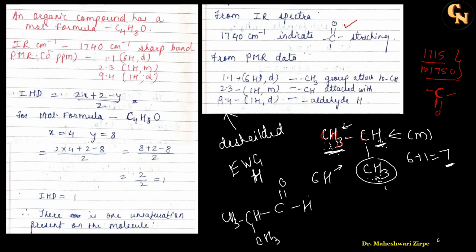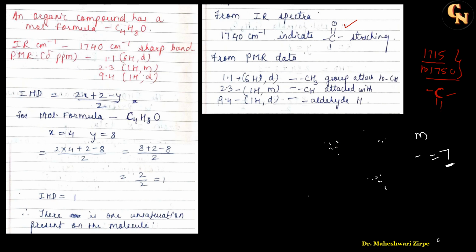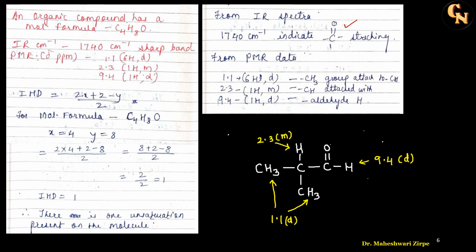So let us see whether our structure is correct or not. What I have done is tried to connect all the dots which we got from the data. A value of 9 in PMR indicates that it is an aldehydic hydrogen. The hydrogen of an aldehyde group will always show a chemical shift of more than 9. So let us see the structure. This is how you will get the structure.